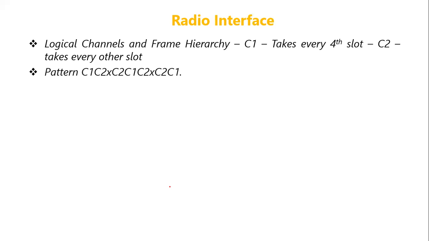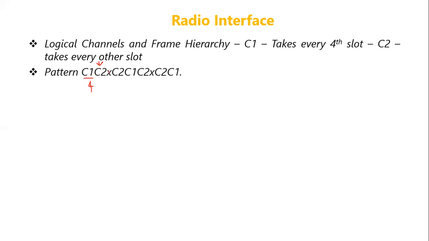Okay. So this can be represented by using this pattern C1, C2, X, C2, C1, C2, X, C2, C1. How, in the sense? We said that C1 will take every fourth slot, so let us assume this is the fourth slot. And C2 will take every other slot. So the previous slot is C1 means the next slot should surely be C2, because C2 will take every other slot. And the next slot will not be C1, because C1 will be every fourth slot. Currently it is fourth, previously it was fourth, then the eighth slot will be the next C1.